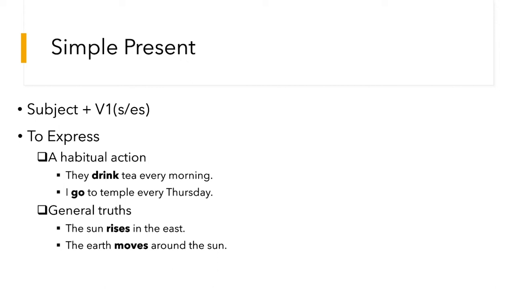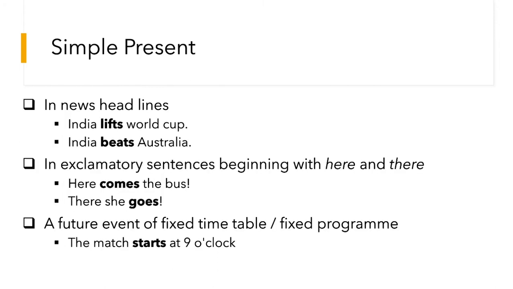Simple present is also used for general truths like the sun rises in the east, the earth moves around the sun. The sun and the earth being singular, we added s to the rise and move verbs. Simple present is also used in news headlines. India lifts World Cup. India beats Australia. In newspapers, you might see these headings, and these headings are actually in simple present form.